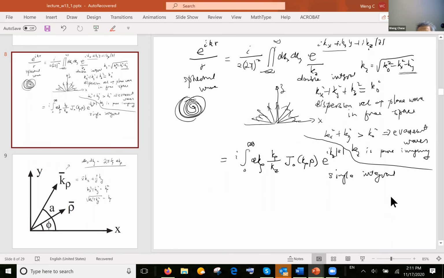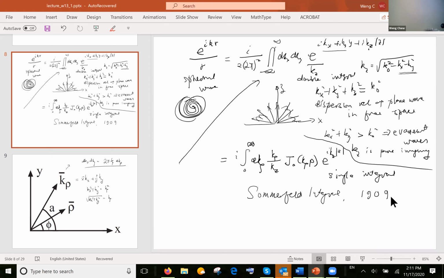This integral is called the Sommerfeld integral. He derived this in 1909. And this is usually called the Weyl integral, or the Weyl identity. According to the literature, it was derived in 1919. I believe that Sommerfeld must have derived it before Weyl, but everybody calls this the Weyl integral and Weyl identity, and Sommerfeld just published this work in 1909. Any questions so far?